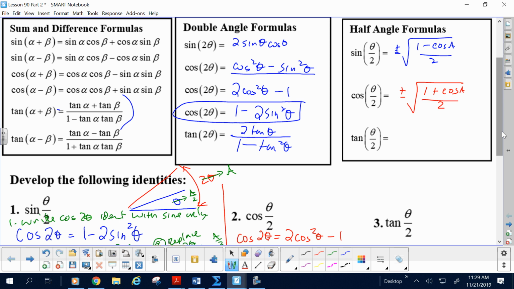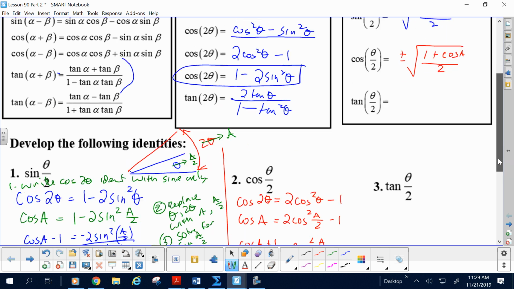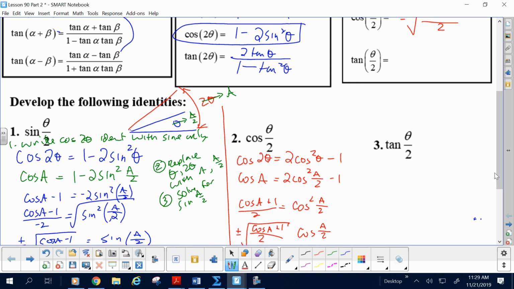Okay? And then tangent of theta over 2. So we have two choices to develop this. We could either go with the tangent of 2 theta and replace 2 theta with half and whole, or we could do sine over cosine. Okay, so let's say we do sine over cosine. Sine of theta over 2 over cosine theta over 2.